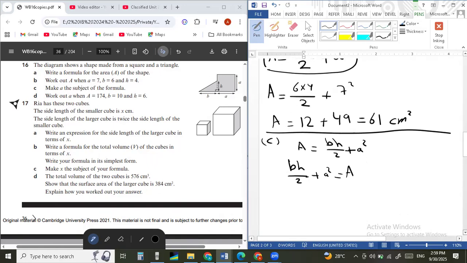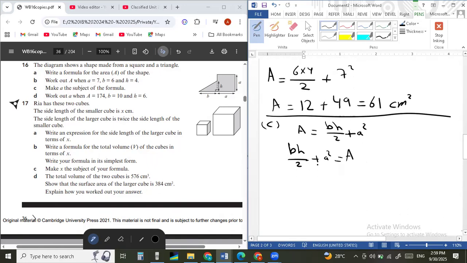And now I need to get rid of what? I got here a, what happened to it last? The a got squared, and then added to bh over 2. So I'm going to send bh over 2 over there, subtraction, because it's positive. I'm going to send it there, negative. So a squared equals A minus bh over 2. So a equals the square, send it there, square root. So square root of A minus bh over 2. Now I made a the subject of the formula.